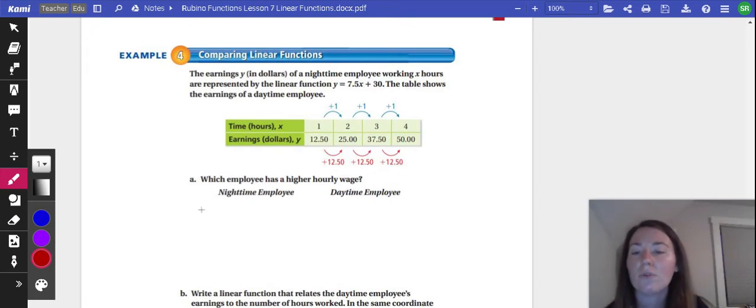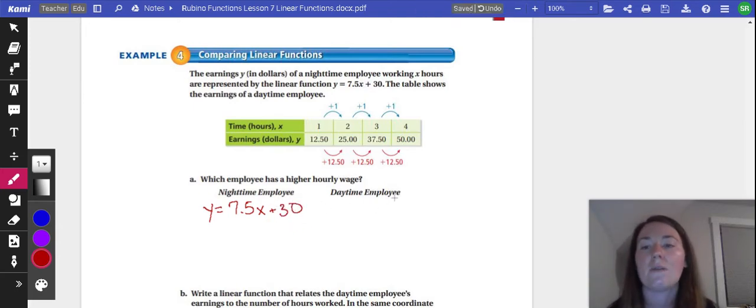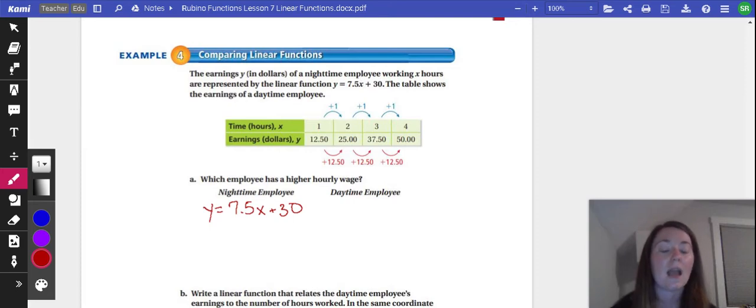Okay, so we know a nighttime employee follows the equation y equals 7.5x plus 30. And the daytime employee, we don't have a linear function equation written. We just have this table of values for the daytime employee. Now it wants to know which employee has a higher hourly wage. So to figure that out, we need to look at what both y and x represent. Y is representing their total earnings in dollars, and x is representing time. Now, something we all already know is that when you have a job, to figure out how much you're making per hour, you need to know how many hours you worked, right? You're going to multiply the amount that you make per hour by how many hours you work, and that is going to give you how much you made for the day.